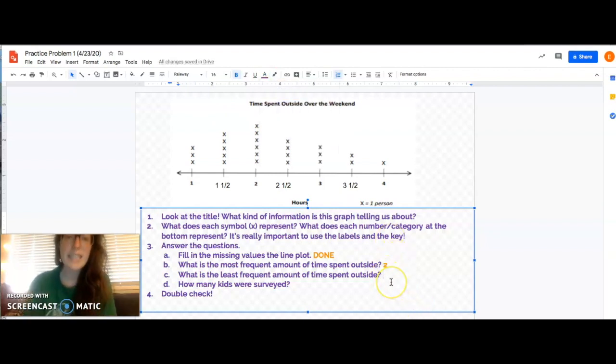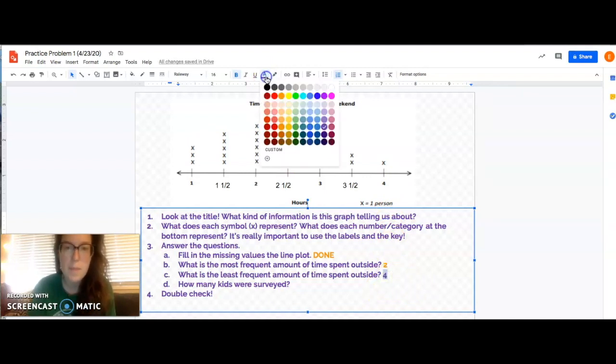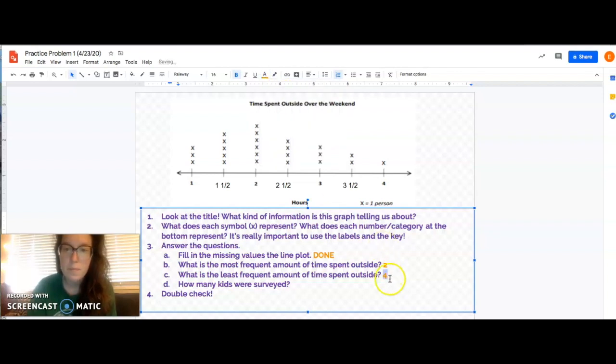Okay, what about the least frequent amount of time spent outside? So I'm looking for the hours that have the least amount of X's. Looks like 4. 4 has 1 X. That's lower than any other amount of X's I see on here. So 4 hours, that's a long time to spend outside too. So I bet that's why there weren't as many people that spent that much time outside.